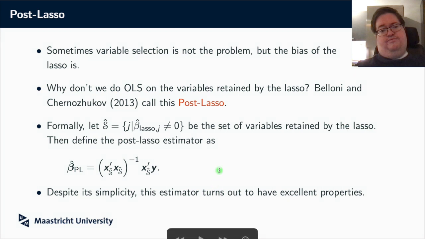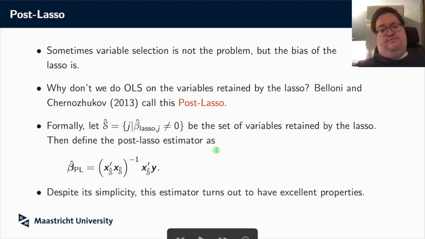Now another extension that we can do, and this is actually a very simple one, is so-called post-Lasso. If we're happy with the variables we selected, but we're not happy with the bias of the Lasso, then what we can simply do is just take the variables that were selected and do OLS on them. Right? So you might start off with 100 variables, you do the Lasso, 8 of them are left, well you can then just do least squares only on these 8. And this is called post-Lasso.